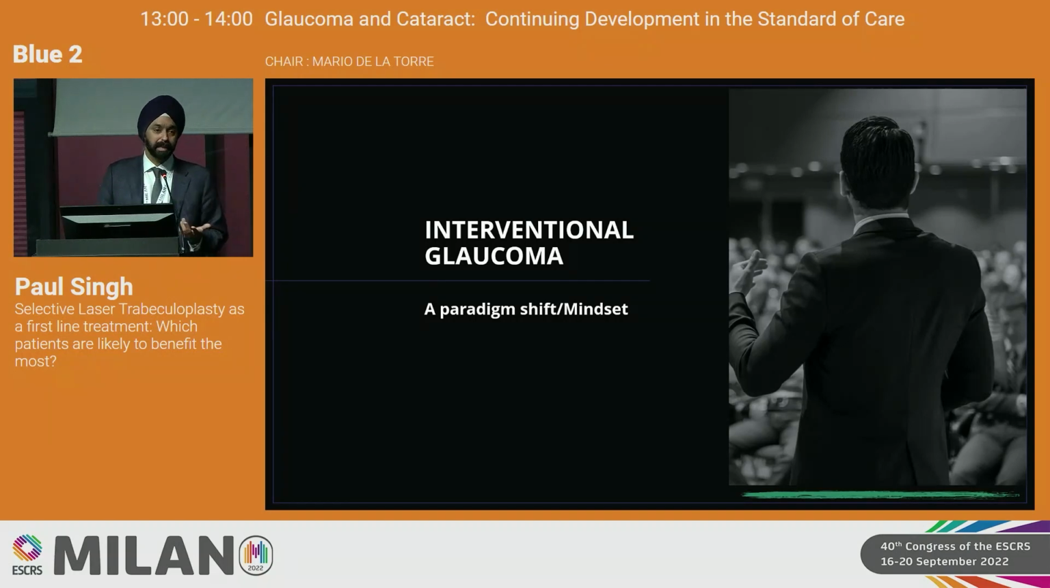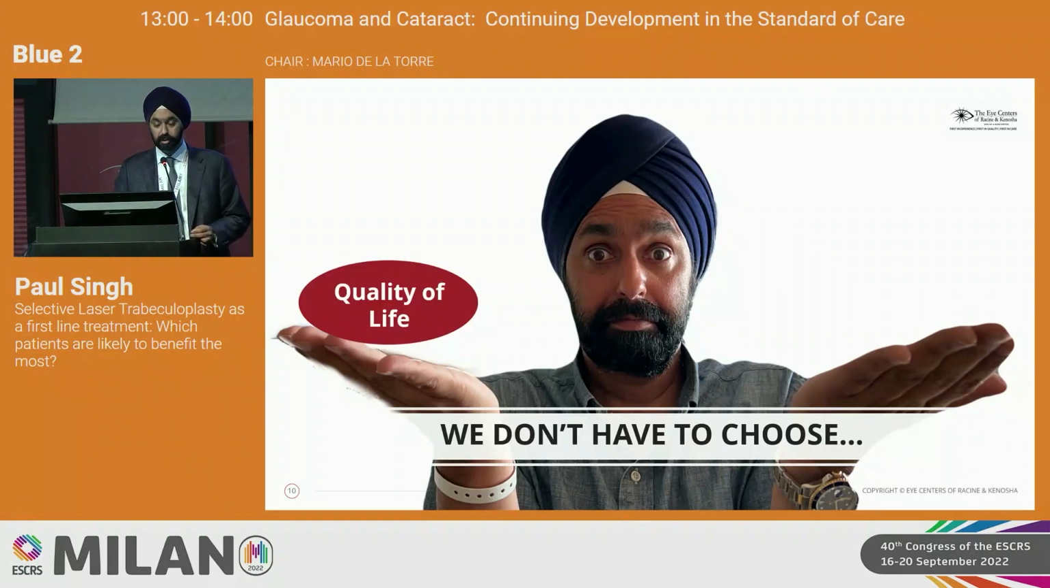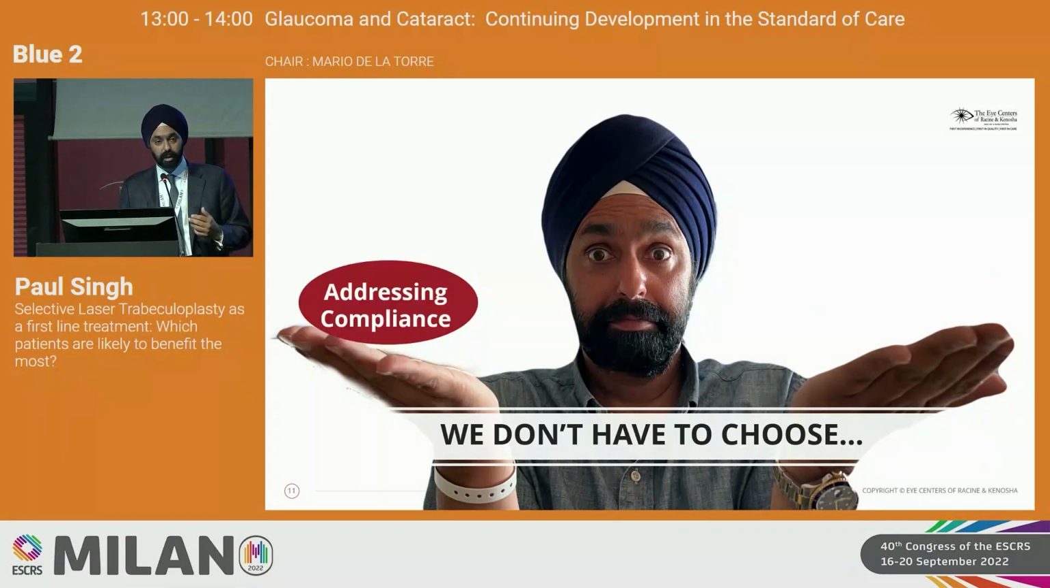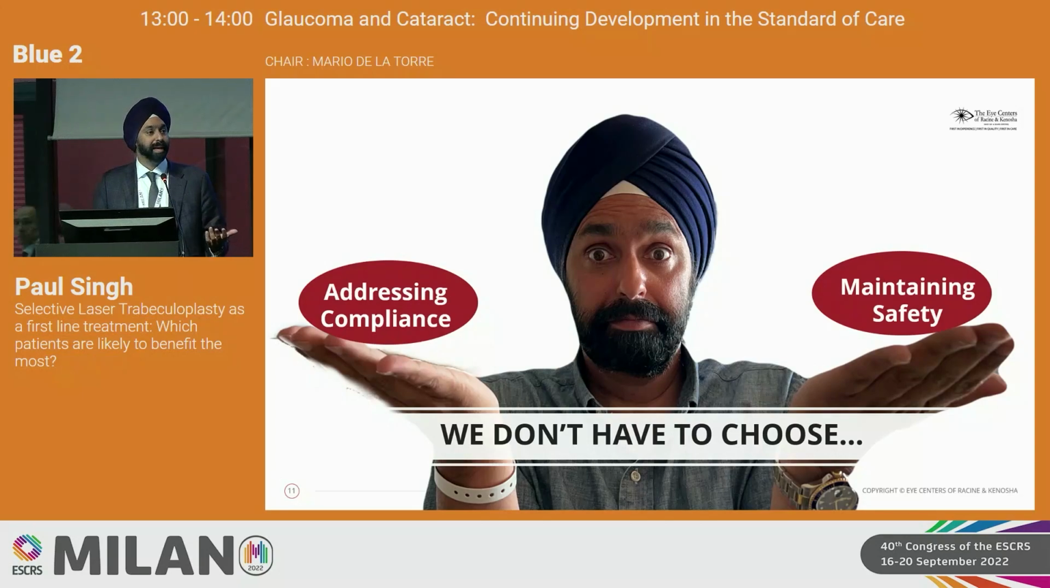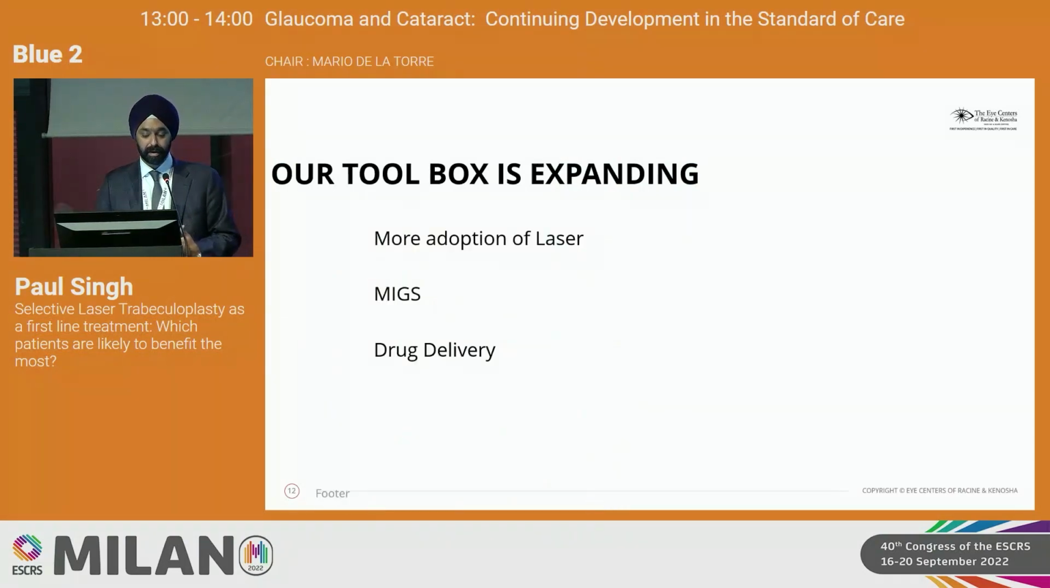But what does that mean? Well, what interventional glaucoma means to me is the fact that we don't have to always choose anymore between maintaining a high quality of life and controlling IOP at the same time. We're also able to address compliance while maintaining high safety. We never had that opportunity in glaucoma before. But now, instead of just drops and adding more drops and another third and a fourth line drop, we have a lot of options in our armamentarium.